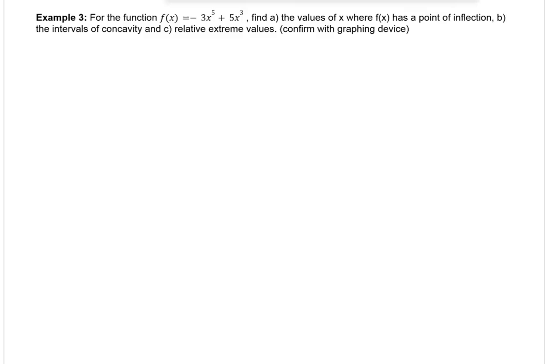Okay, and then with our last example, we're going to be looking at this equation here. We're finding values where f of x has a point of inflection. We're looking for intervals of concave up, concave down, and we're just locating the relative extreme values. And then we'll confirm with a graphing device at the end. So again, to figure out points of inflection, that would be where the second derivative changes sign. So we have to find the second derivative and see where it's equal to 0.